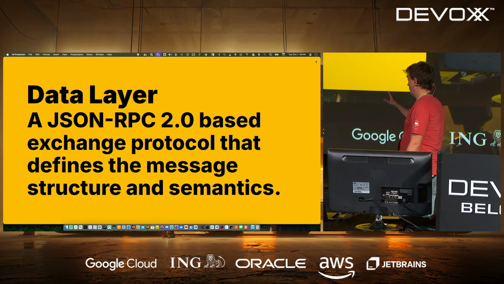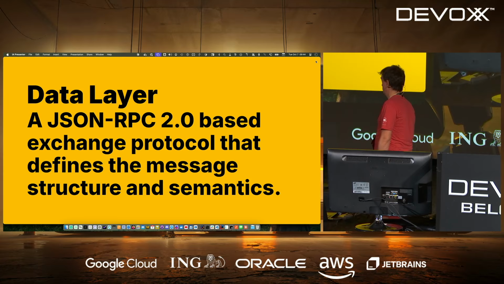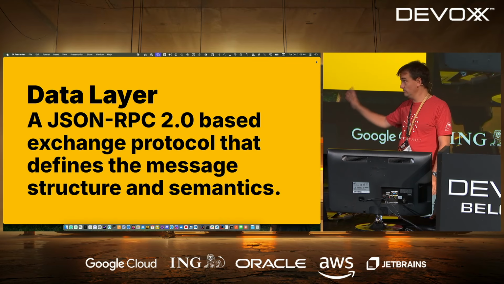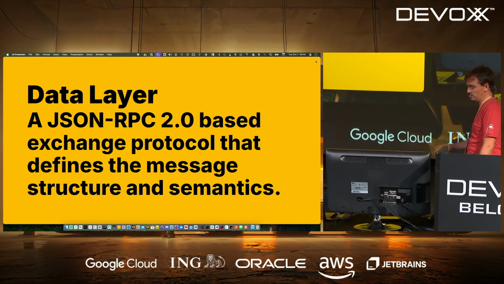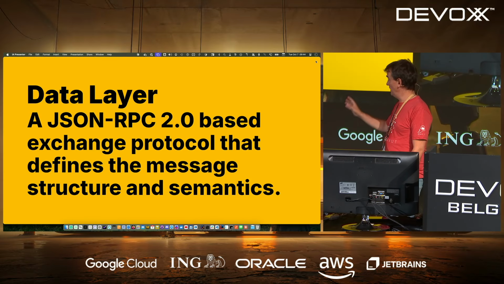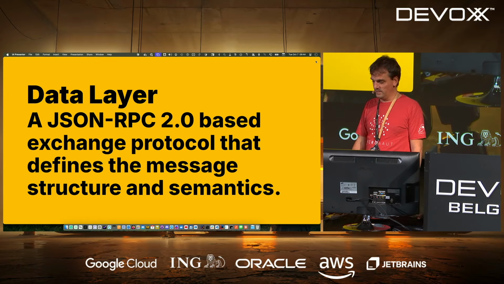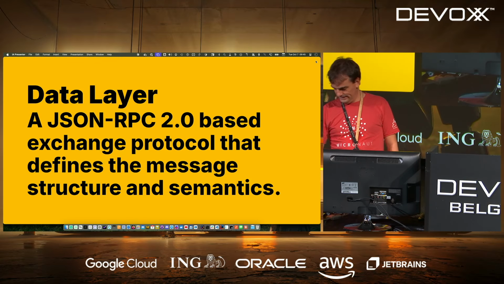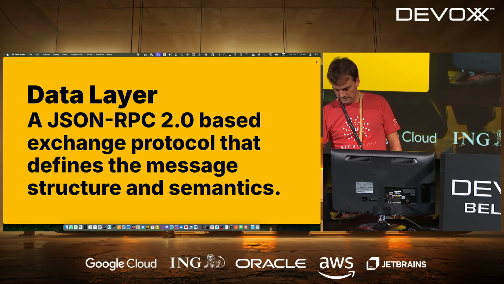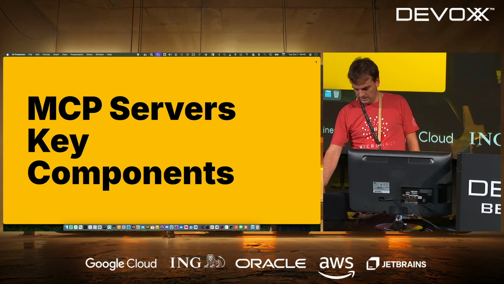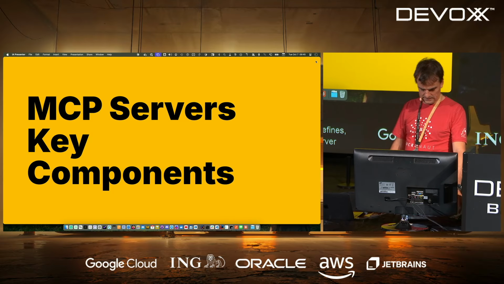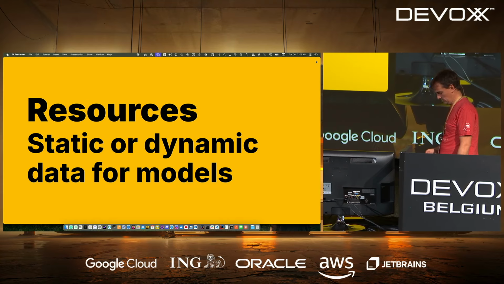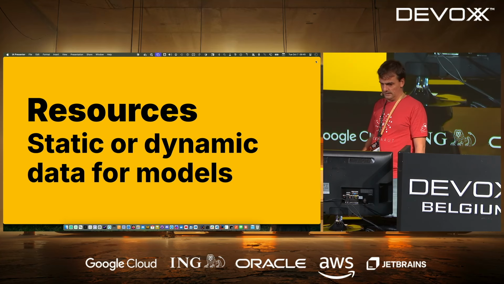As I was telling you before, the data layer is JSON-RPC messages. If you have never heard about JSON-RPC, don't worry. I hadn't heard about JSON-RPC until a couple of months ago. It's a pretty simple specification that defines this JSON structure, which the protocol reuses. Now, MCP server key components. I'm just finishing the slides that I wanted to show you, and we're going to go to demos.